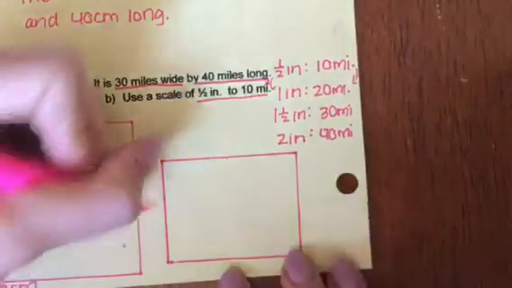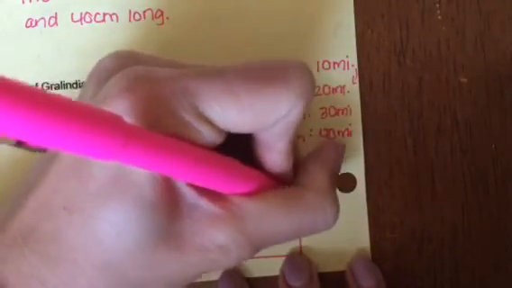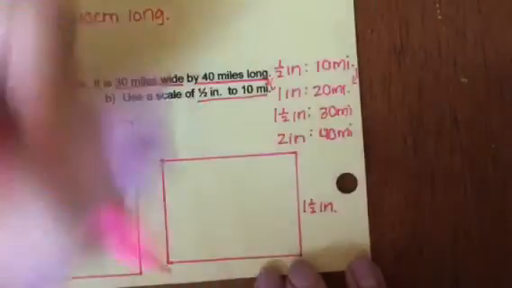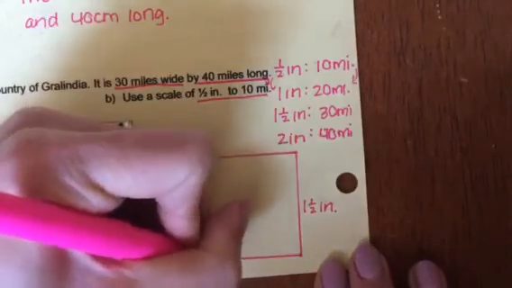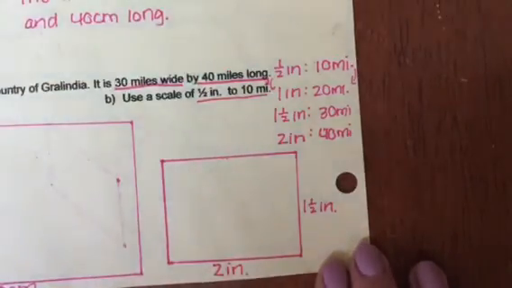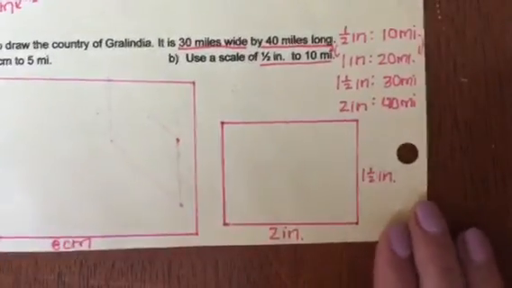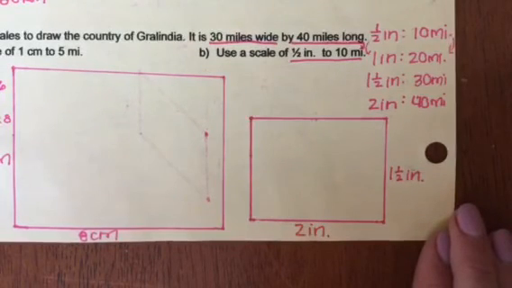Okay, so there I have it. I have that it is 1½ inches wide and 2 inches long. Notice that my countries, if I've drawn them right, are still going to be the same shape, just different sizes.